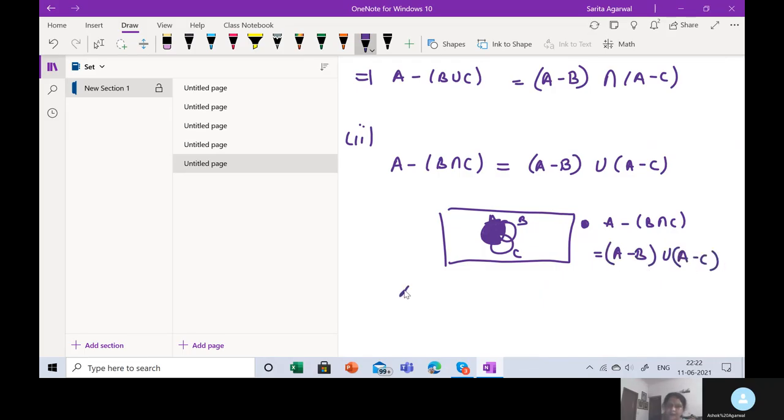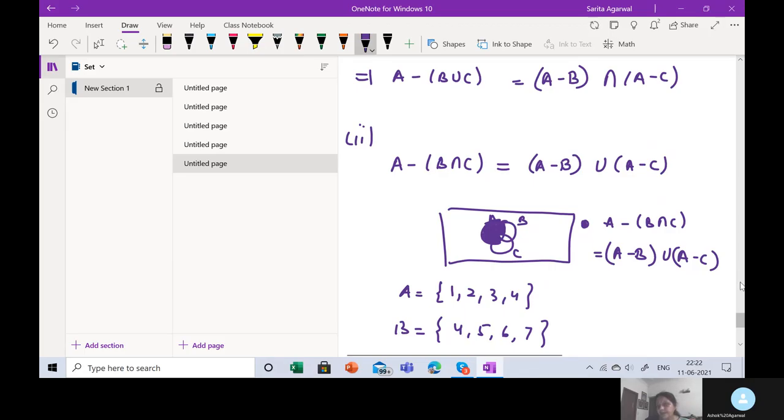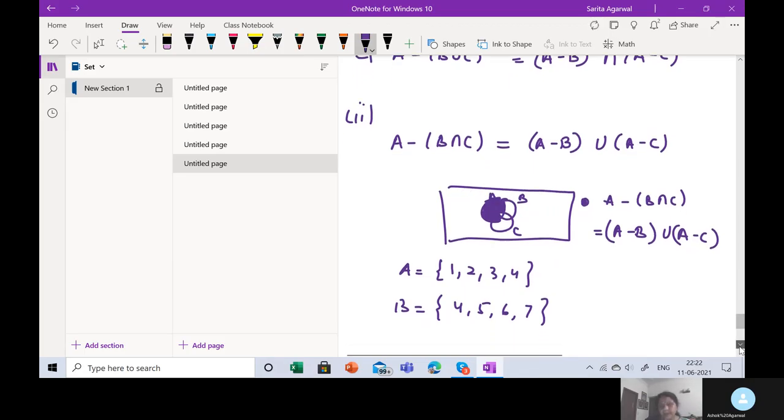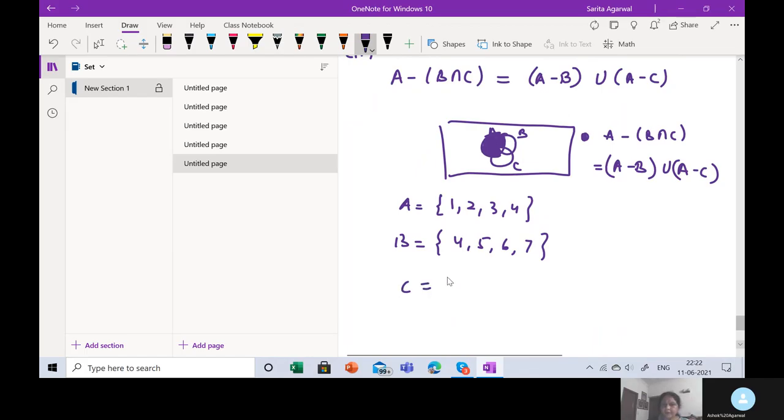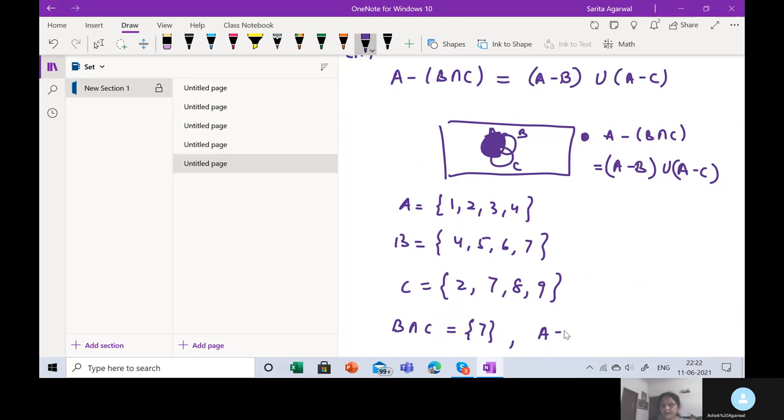Now mathematically, let A be equal to 1, 2, 3, 4, and B be equal to 4, 5, 6, 7, and C be equal to 2, 7, 8, 9. Then B intersection C is 7. And A minus B intersection C means nothing will be subtracted, so it is 1, 2, 3, 4, right?